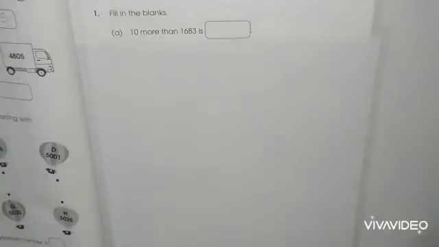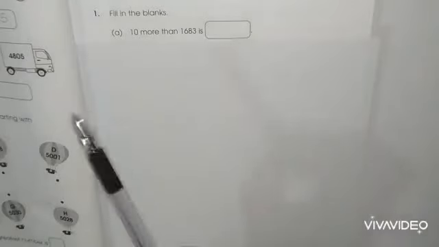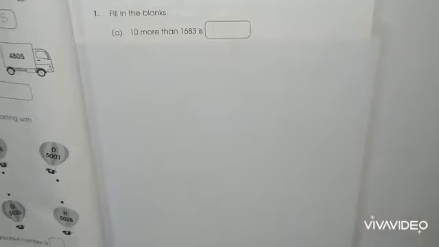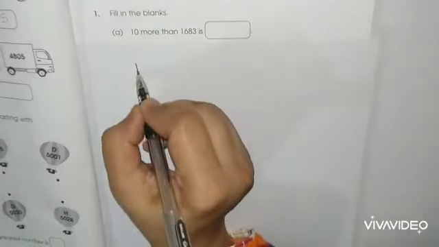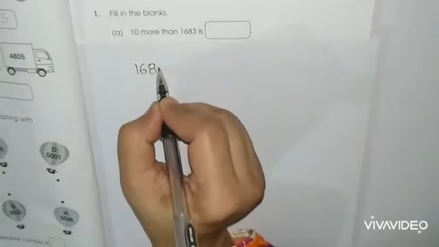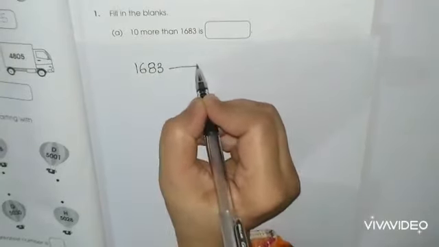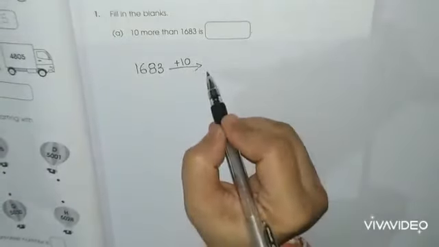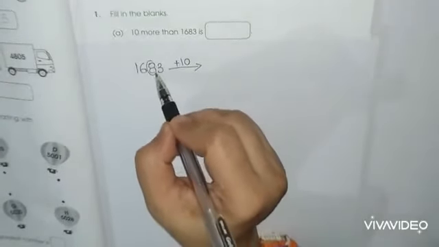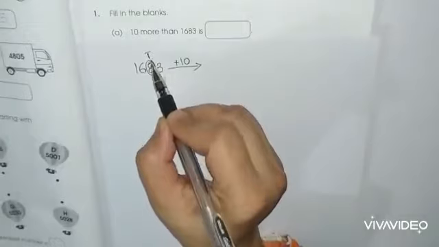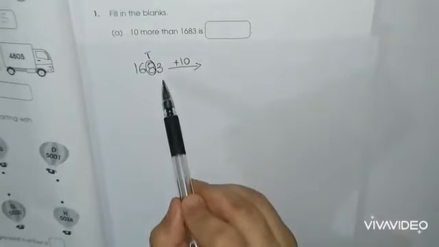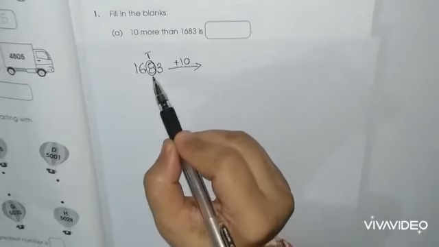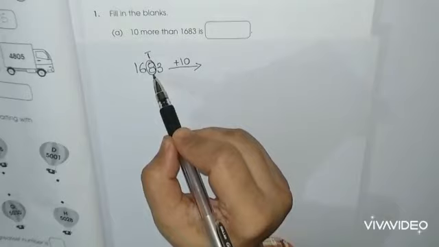Students, we have to solve the given blanks. A part is 10 more than 1,683 is blank. We'll solve it like this. 1,683. When 10 more will be added to it, we'll get our answer. This 10 means that the change would be in the column of tens only. All other columns will remain same. There is 8 in the column of tens. When 1 will be added to this 8, it will become 9.